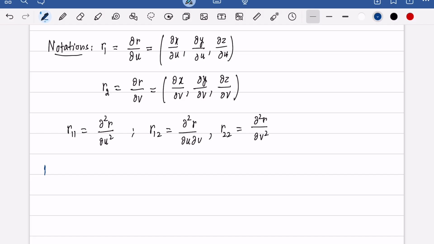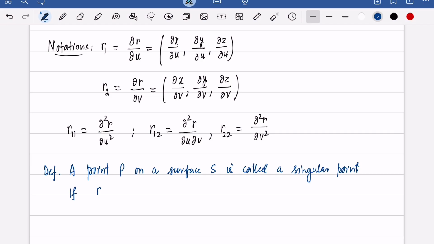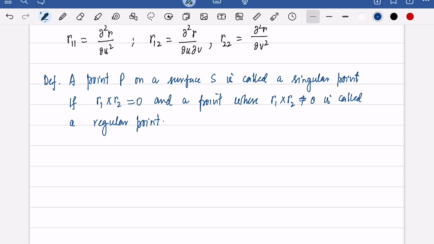Now we take our first definition regarding surfaces. A point P on a surface S is called a singular point if r1 cross r2 is equal to 0, and a point where r1 cross r2 is not equal to 0 is called a regular point. Now let's take up some examples of surfaces.